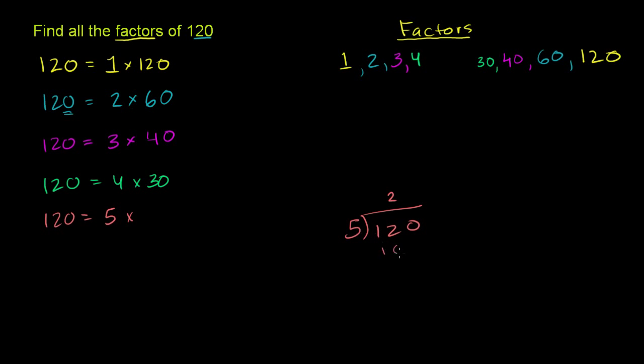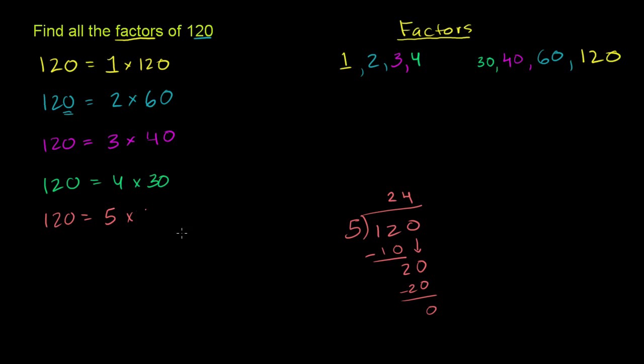2 times 5 is 10. Subtract. You get 2. Bring down the 0. 5 goes into 20 four times. 4 times 5 is 20. And then you subtract, and you have no leftover, as we expect, because it should go in evenly. This number ends with a 0 or a 5.